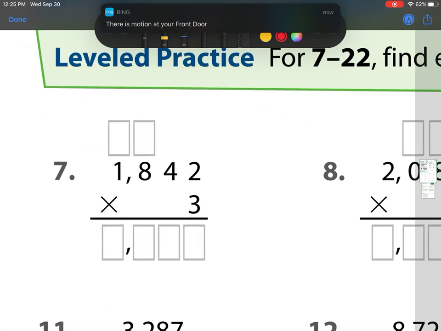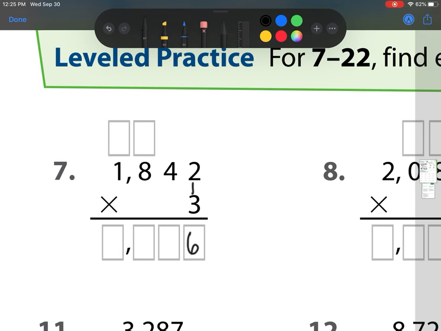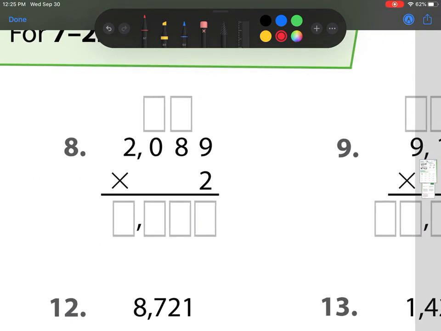Now for some more of our practice. We're going to use those same steps. 3 times 2 is 6. 3 times 4 is 12. Regroup that 1. 3 times 8 is 24, plus 1 is 25. Regroup that 2. And lastly, 3 times 1 is 3, plus 2 is 5.